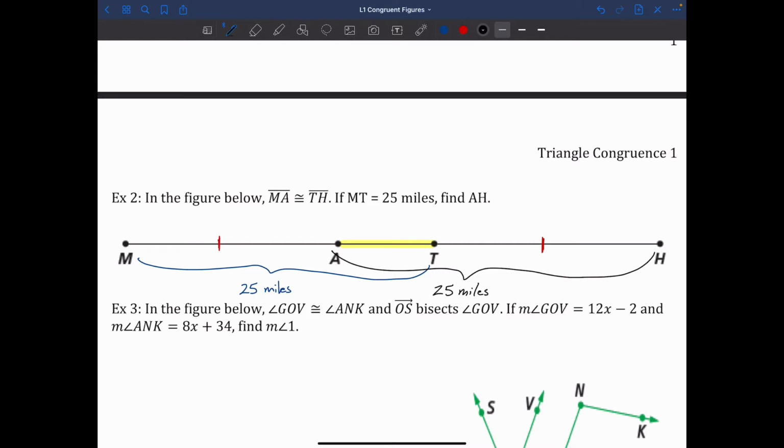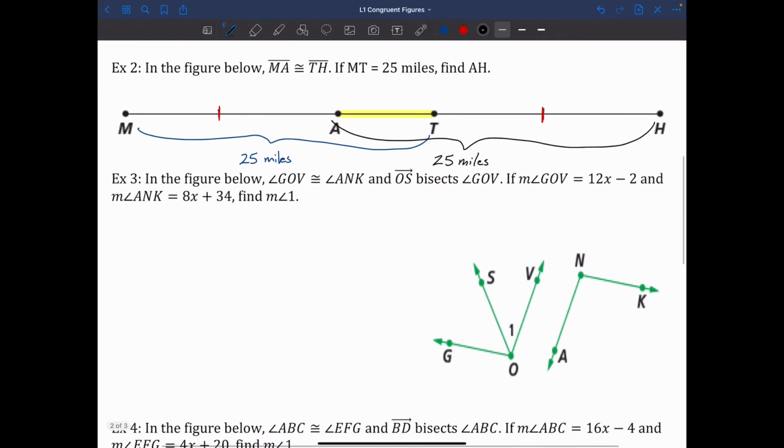I know that seems pretty basic, but this is actually what we can do when we're congruent. If we didn't know that they were the same, we wouldn't be able to do that. All right, let's take a look at some angles.